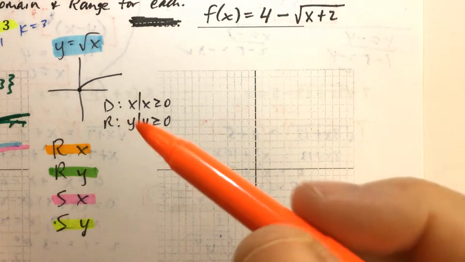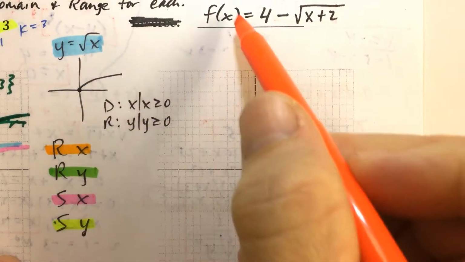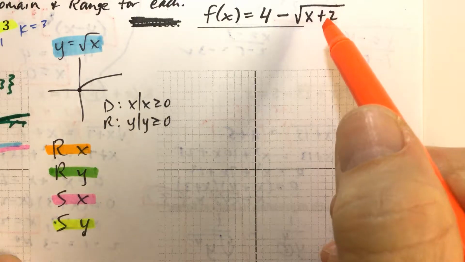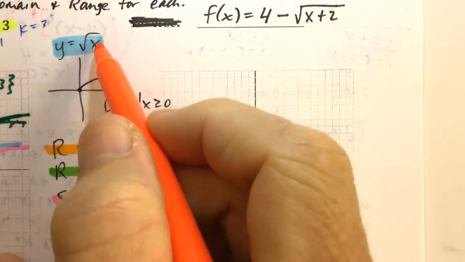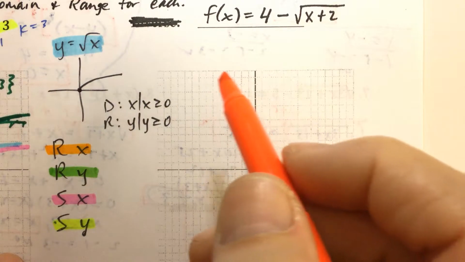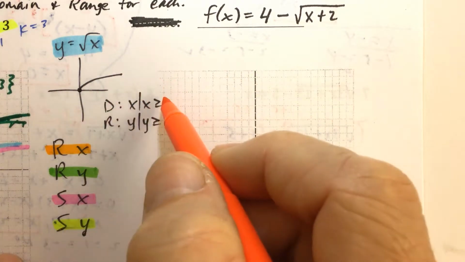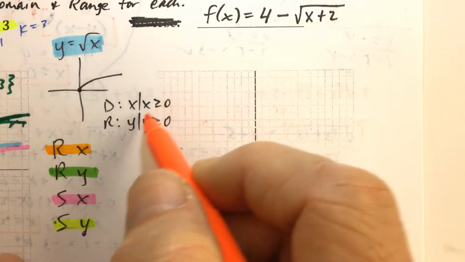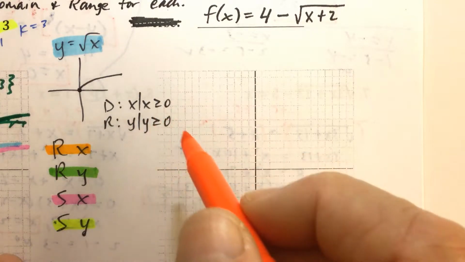So just like the last problem, we're trying to graph the function. It's a transformation of the parent function y equals radical x. It's a square root function, which has a domain of all real numbers greater than or equal to 0 and a range of all real numbers also greater than or equal to 0.